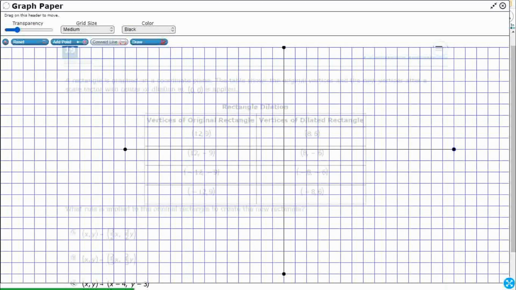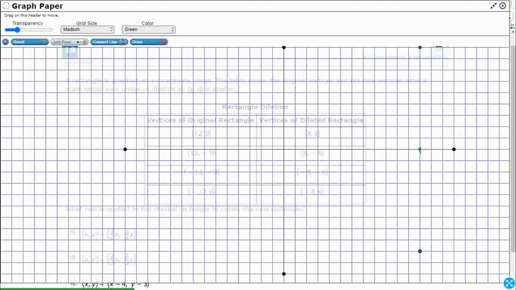All right, so the original rectangle I will put in green here. So 12, 9. So if we were to graph that, we would go 1, 2, 3, 4, 5, 6, 7, 8, 9, 10, 11, 12. There's my 12. And my 9 is 1, 2, 3, 4, 5, 6, 7, 8, 9, way at the top, right? So it's going to be right up there. And then 12, 9 down is going to be 1, 2, 3, 4, 5, 6, 7, 8, 9.